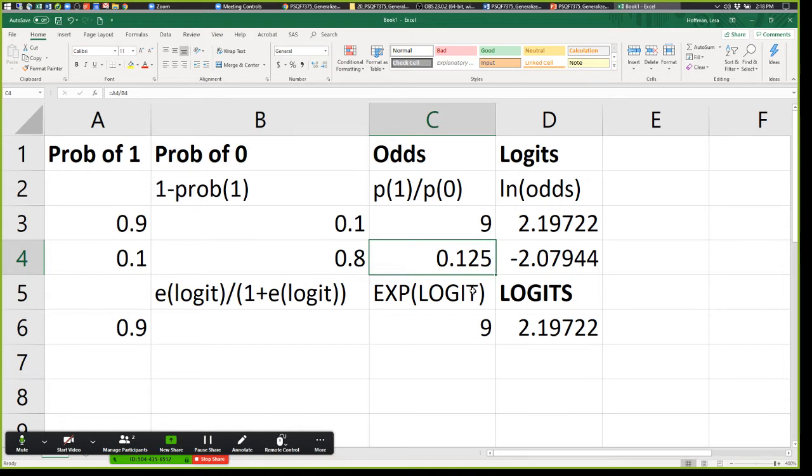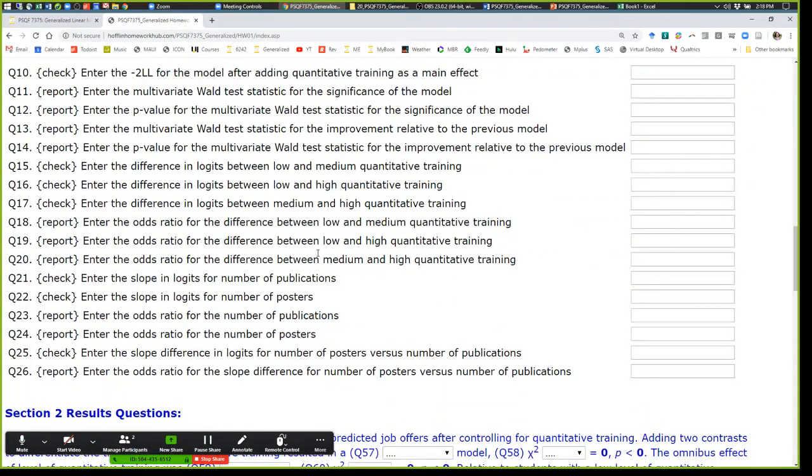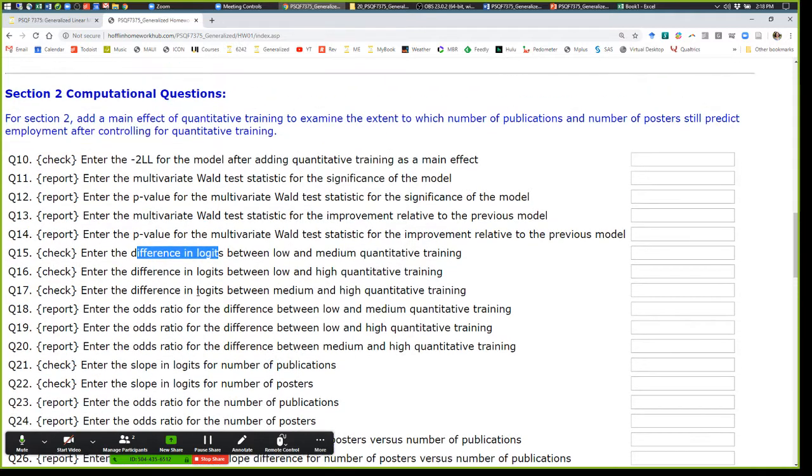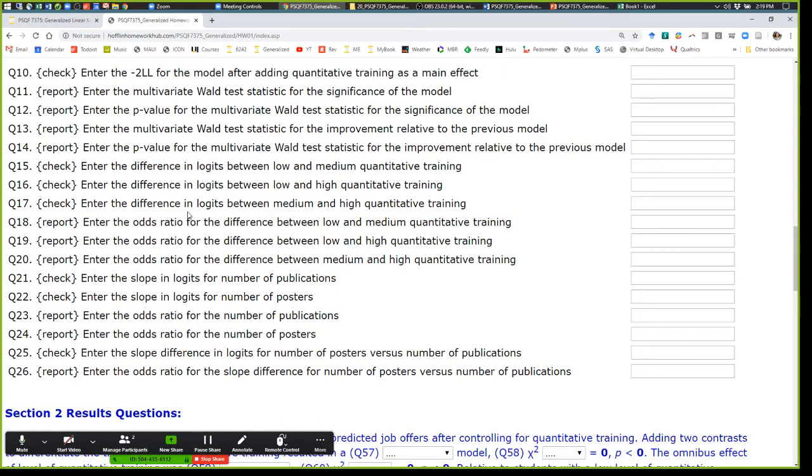So there shouldn't be any of this that you have to calculate in Excel. You should be able to get it from the program. Now, there are several answers in the homework where you could probably do it by hand, like you could find the difference in logits between two numbers that you already found. But if you do it by hand, even though you get the difference, what don't you get? Standard error and the p-value that goes with it. So it can be helpful.